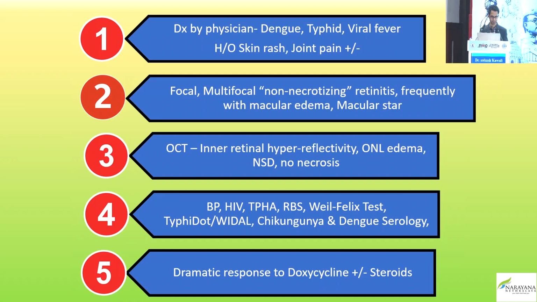So my 5 take-home points. Once you see a patient who has been diagnosed by a physician as dengue, typhoid, or some viral fever, and the patient gives a history of skin rash or joint pain, and the patient comes with focal or multifocal but non-necrotizing retinitis, with or without macular edema, formation of macular star, do suspect epidemic retinitis. If you do the OCT scan, it will show inner retinal hyperreflectivity, ONL edema, mild NSD, but no necrosis. Do the baseline blood workup.